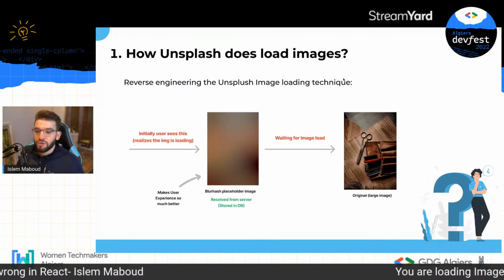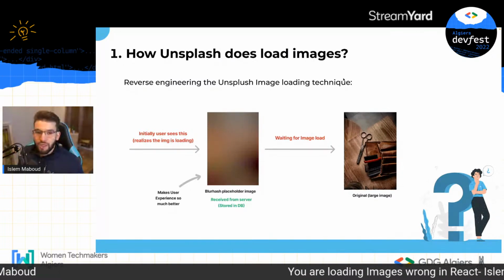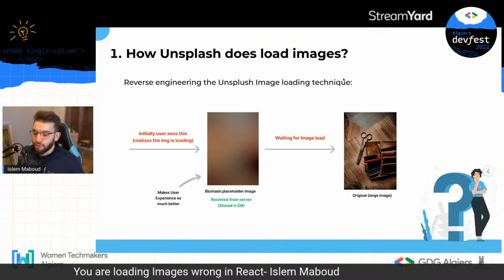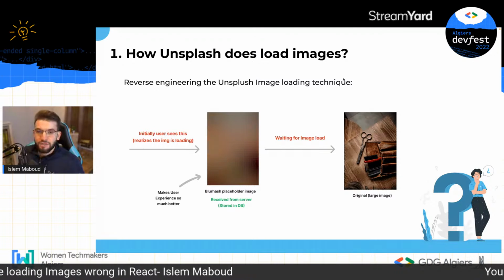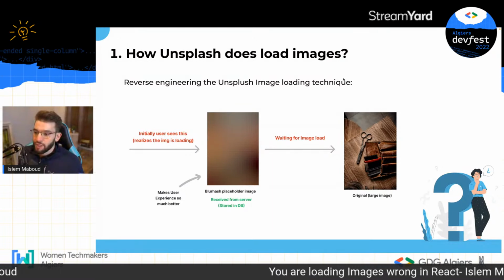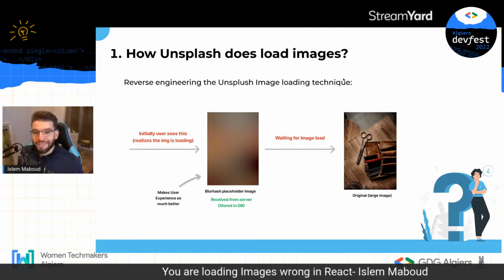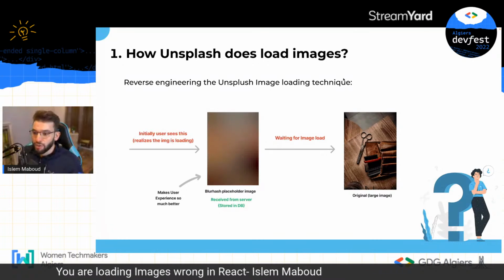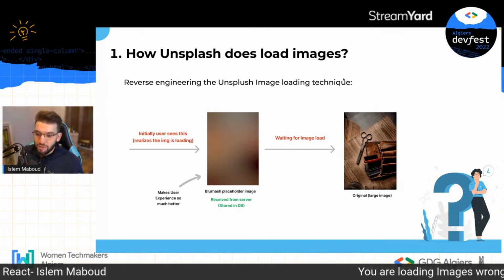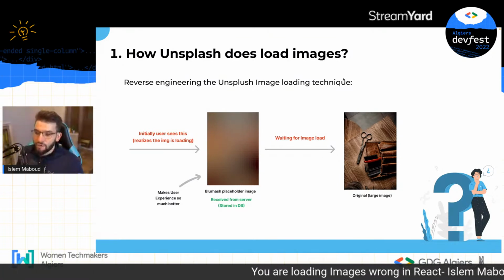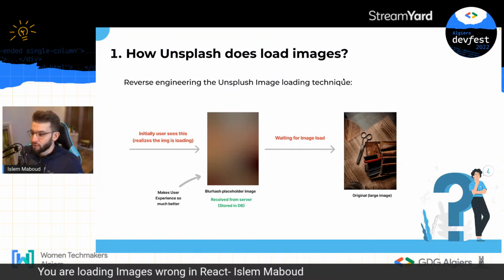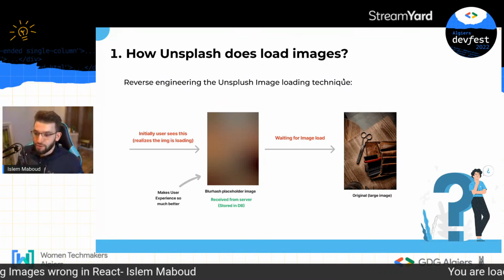First, initially the user sees this placeholder. When you first get into the Unsplash page, your browser is going to start loading images from the Unsplash servers. And obviously those images are a little bit large, so they're going to take a little bit of time. So first they're going to show a placeholder, and the placeholder looks something like this, where it's actually blurred. So at first it's going to be a blurred placeholder, and that's what you're going to be seeing at first. And later on, once the image is fully loaded, you're going to see the actual image in here, which is obviously the original image.